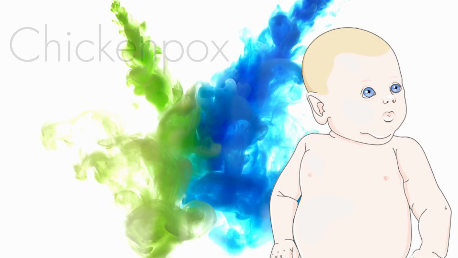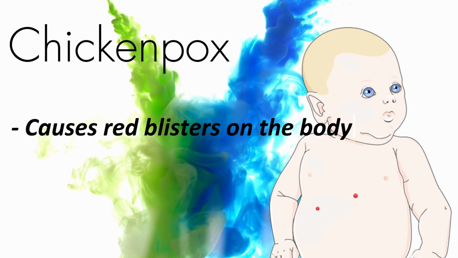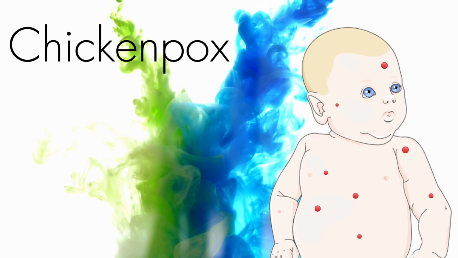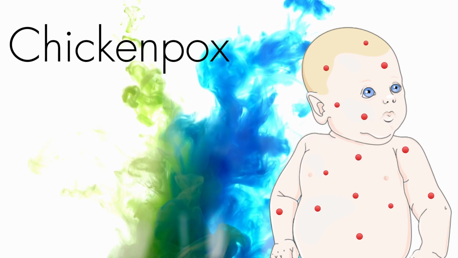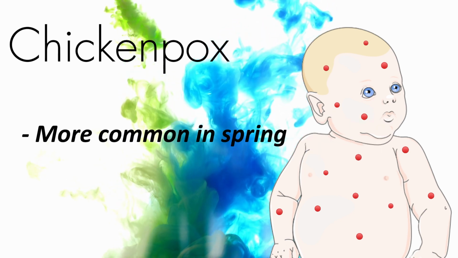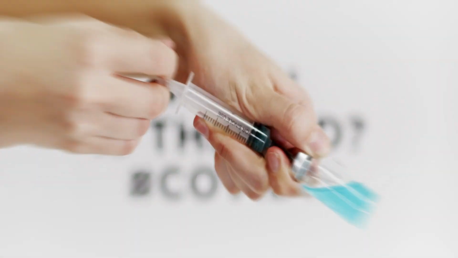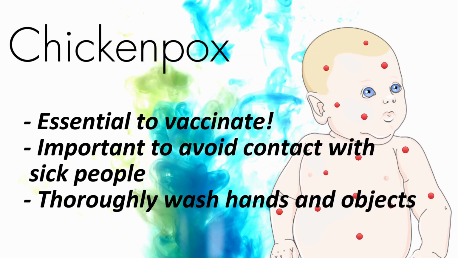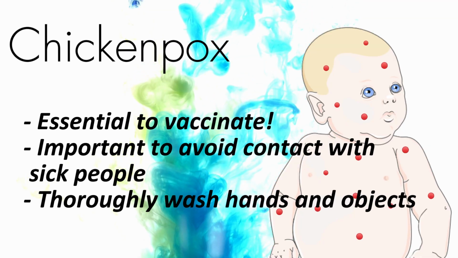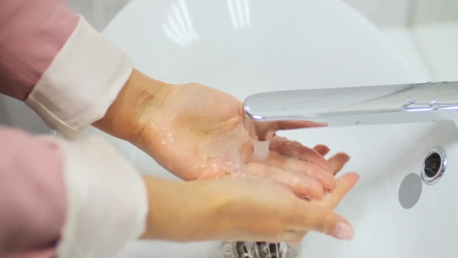The next is chickenpox, which is a contagious disease that causes red blisters on the body. It's transmitted through contact with the saliva or secretions of infected individuals. It's more common in spring when the virus becomes more active. To prevent it, it's essential to vaccinate children against the disease, which is part of the national vaccination schedule. Additionally, it's important to avoid contact with sick people and to thoroughly wash hands and objects that children use.